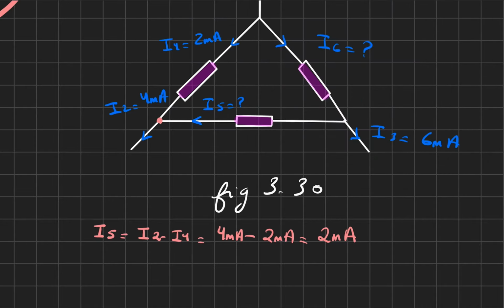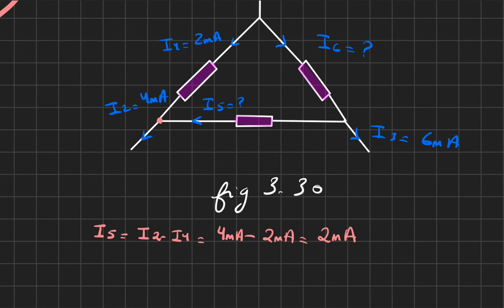Now let's deduce I6. Okay, let's choose another color. So I6 is here. There is this current coming in, and I3 and I5 are coming out. So what's exactly I6? We know that I3 is 6, I5 is 2. So the summation of both of these currents is going to give us I6.